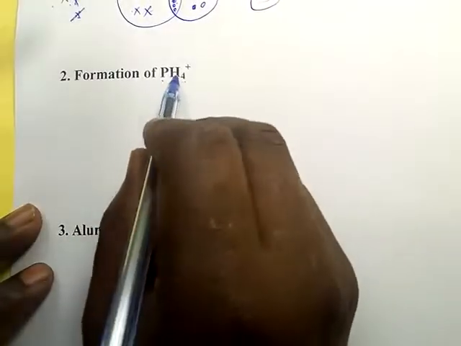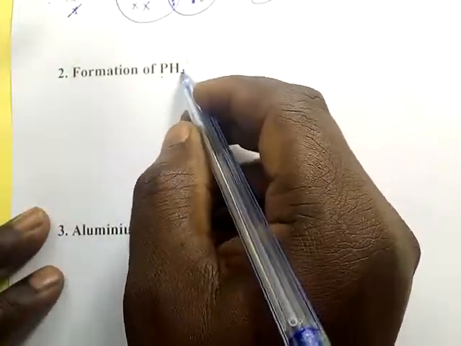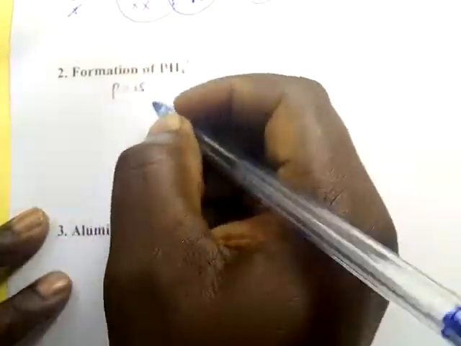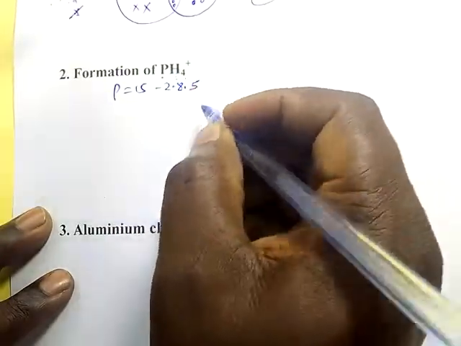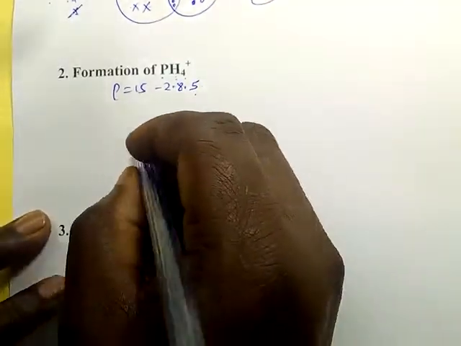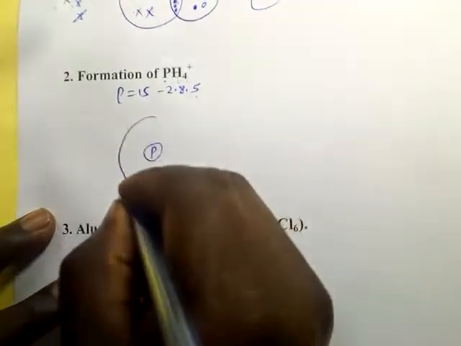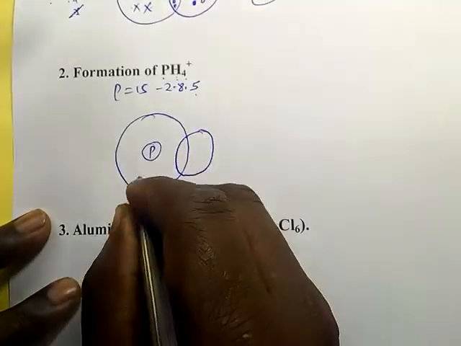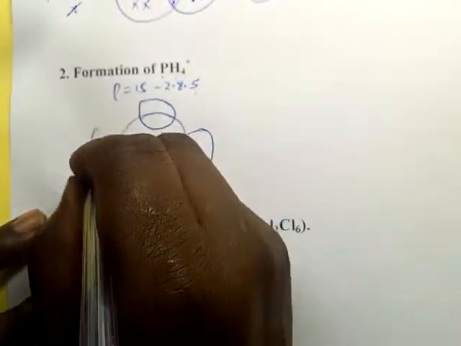So if that is what it means, I just want to go straight and draw this one. Phosphorus is atomic number 15, so that is 2, 8, 5. Meaning the outermost energy level for phosphorus has 5 electrons. So we will draw that. Phosphorus surrounded with 4: 1, 2, 3, 4.